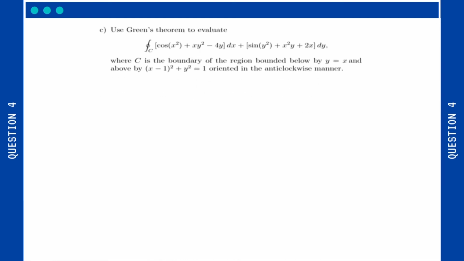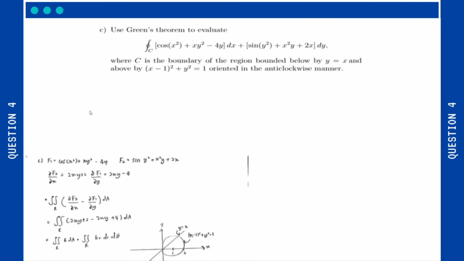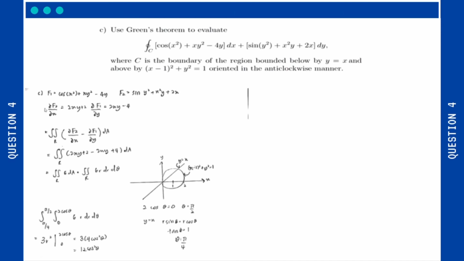For C, the question asks to use Green's theorem to evaluate these functions, where C is the boundary of the region bounded below by y equal to x and above by this circle. So the solution will look like this. As we see in the question, we can find that function 1, f1, is equal to cos x squared plus xy squared minus 4y, and function 2, f2, is equal to sin y squared plus x squared y plus 2x.